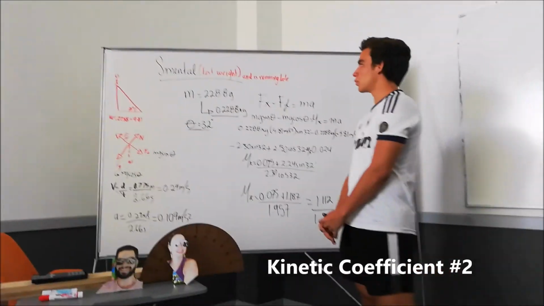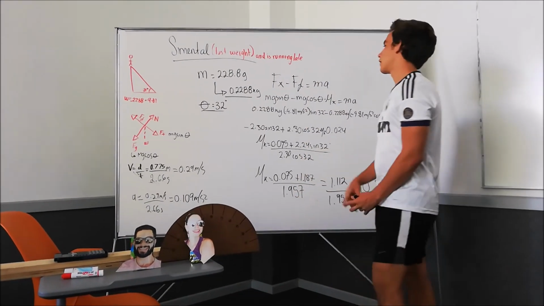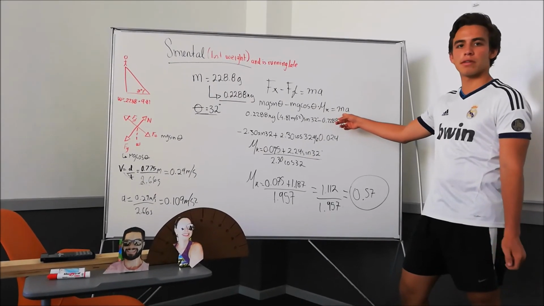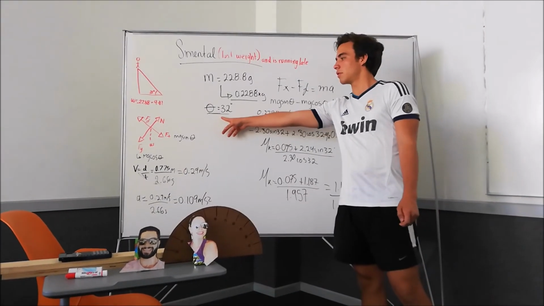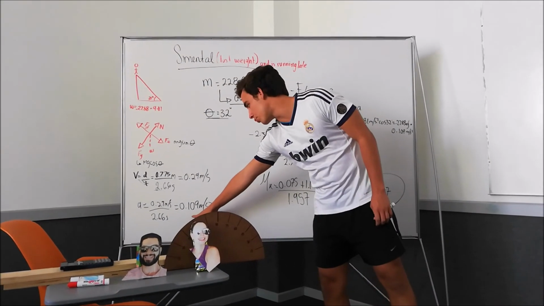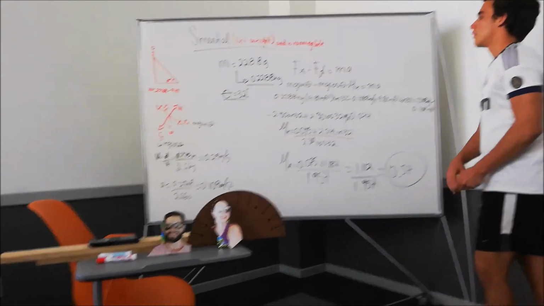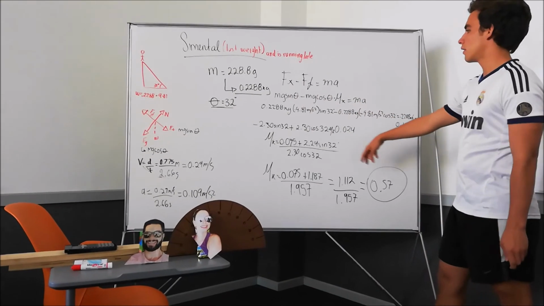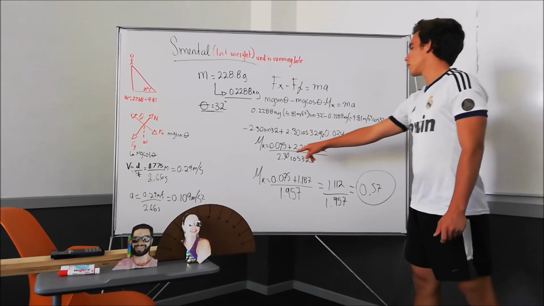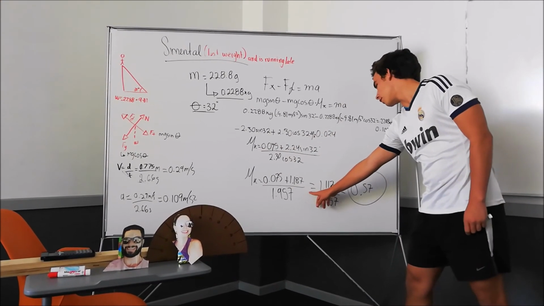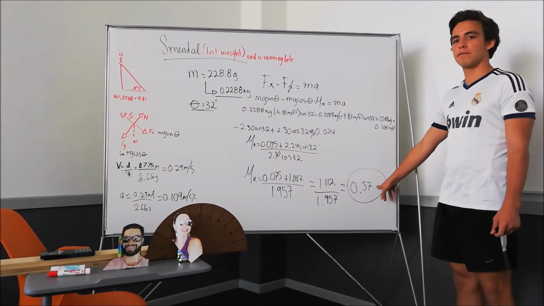So now we're going to take the kinetic coefficient. So now it's going to be equal to mass times acceleration. We change the angle to 32. We calculate the acceleration, that it's going to be of 0.109. And we put the numbers over here. We got these values. So the final kinetic coefficient is 0.57. And they lived happily ever after.